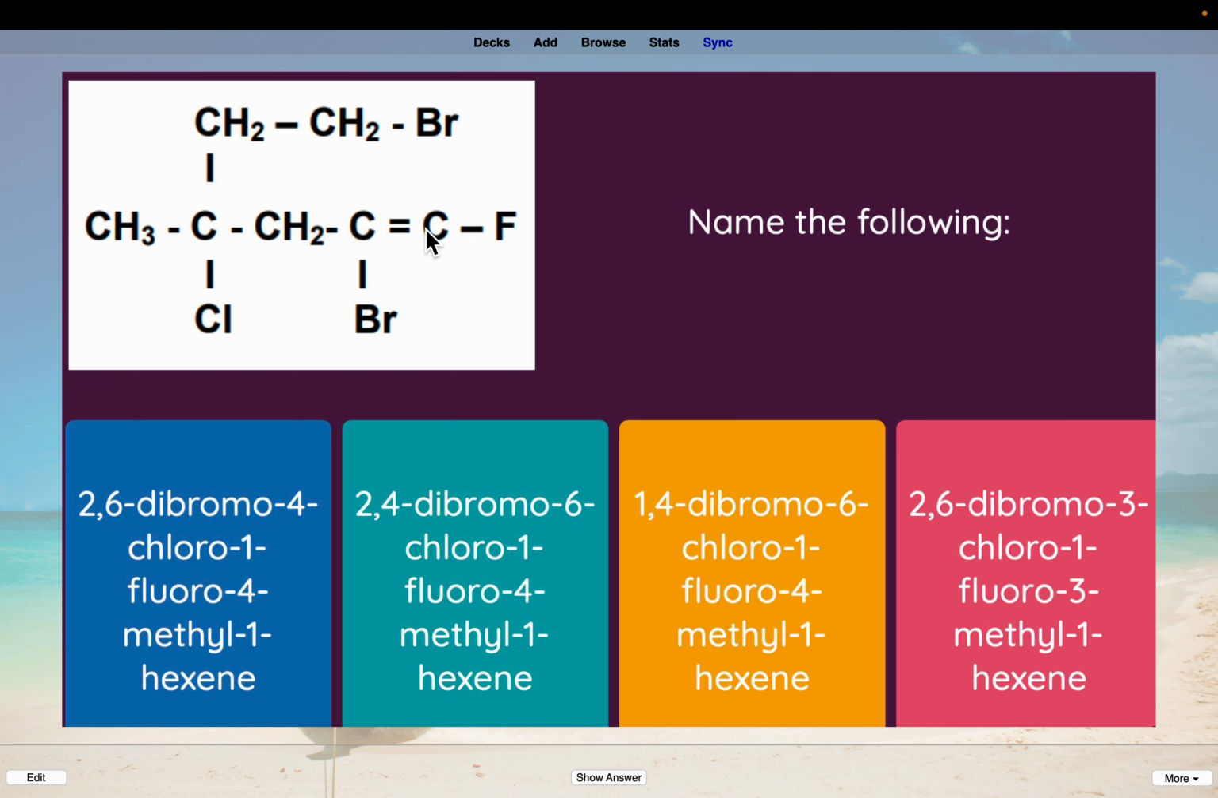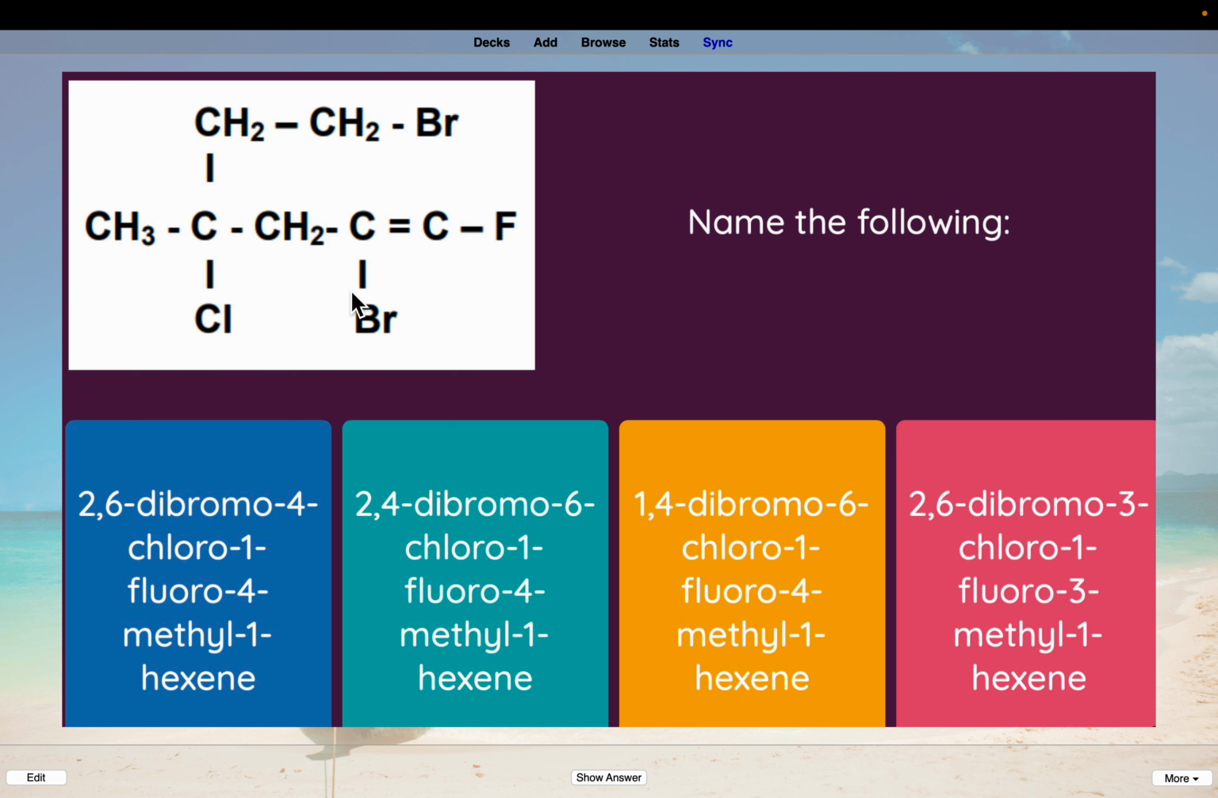So how many carbons do we have in total in the parent chain? We have 6. One bromine is attached to the second carbon. The other is attached to the last, that is the 6th carbon. So 2,6-dibromo is the correct first part. So automatically this and these two are wrong. It's either the blue or red choice.